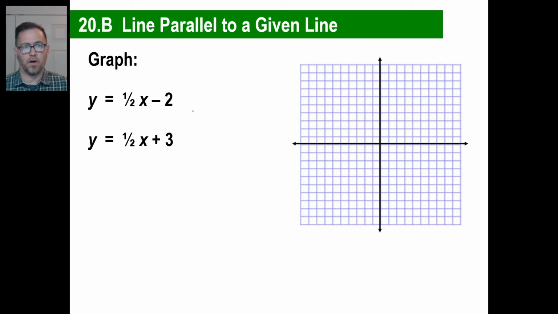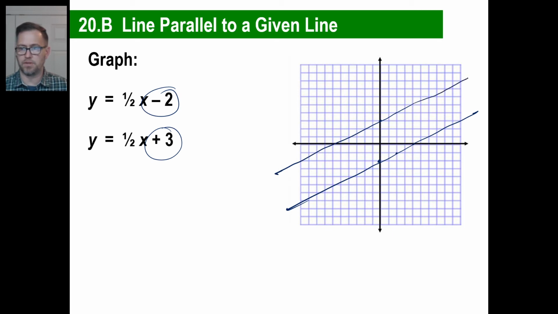Okay, well, the first one, the y-intercept is negative 2. The slope is 1/2, it's positive, so up 1 and then over 2, up 1, over 2, and then connect the dots, there you go. The second one, the y-intercept is positive 3, and then the slope is 1/2, so 1 up and then 2 over, 1 up and then 2 over, and then you see what happens, right?